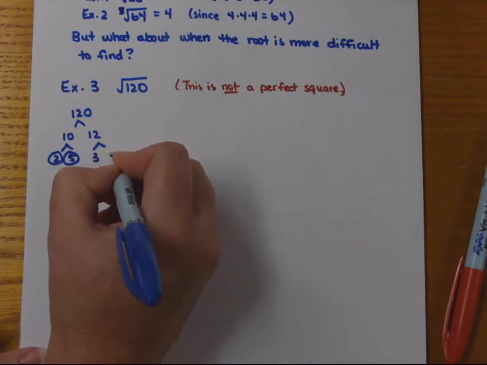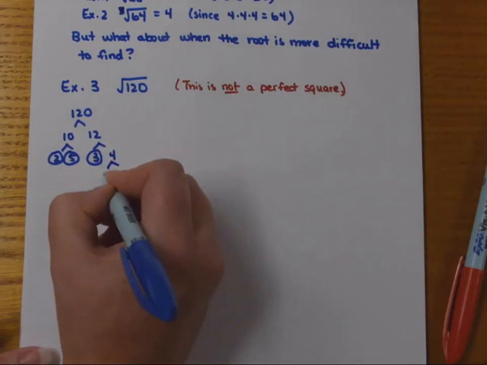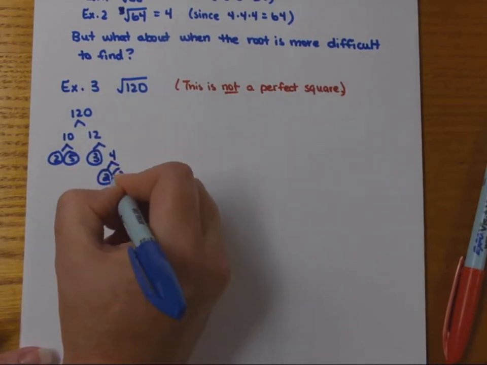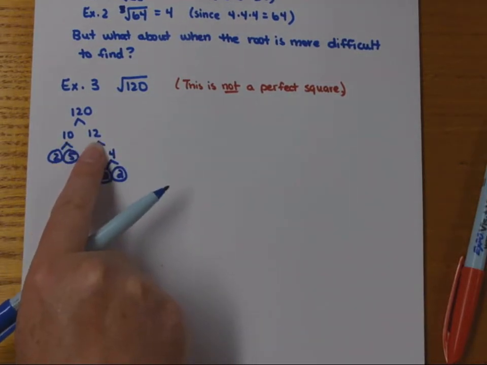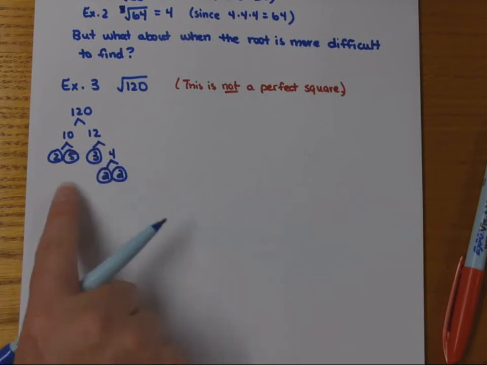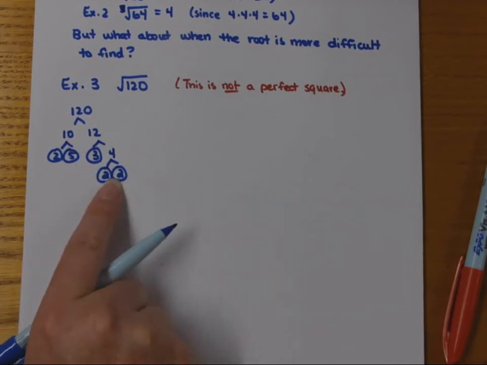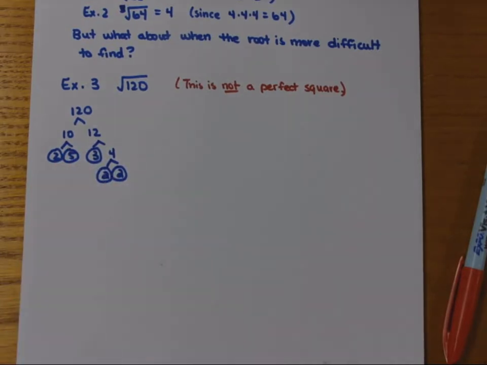12 I could break down into 3 times 4. And then 4 I could break into 2 times 2. Okay. By the way, you don't have to use 10 times 20. You also could have used 2 times 60 or 4 times 30. And you would have gotten the same final answers here. Your circled numbers in the end would have been the same.